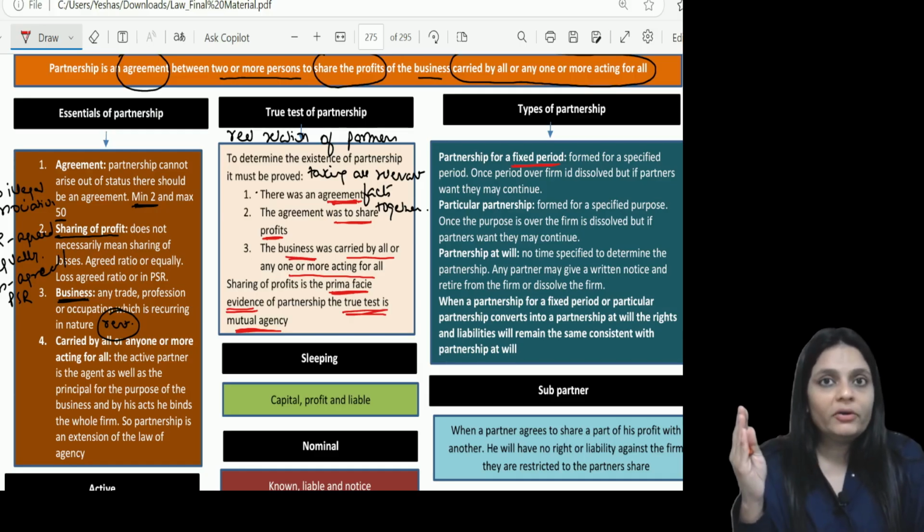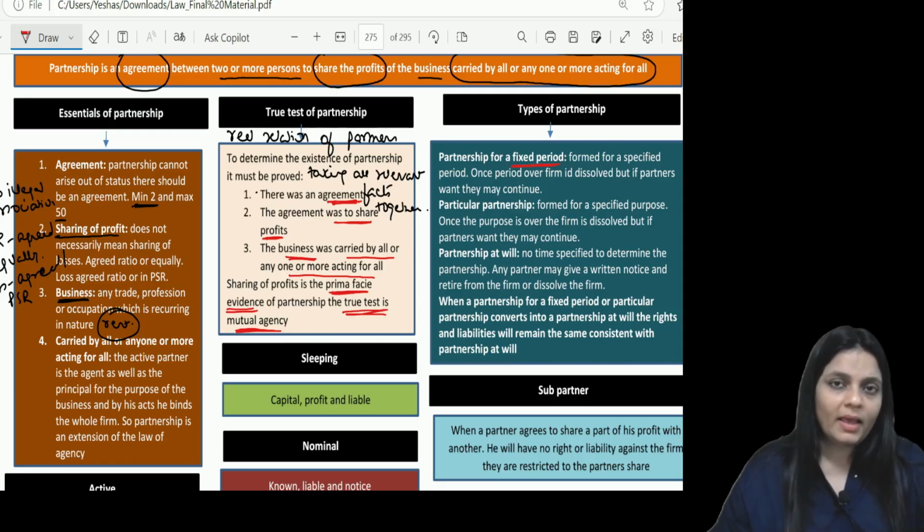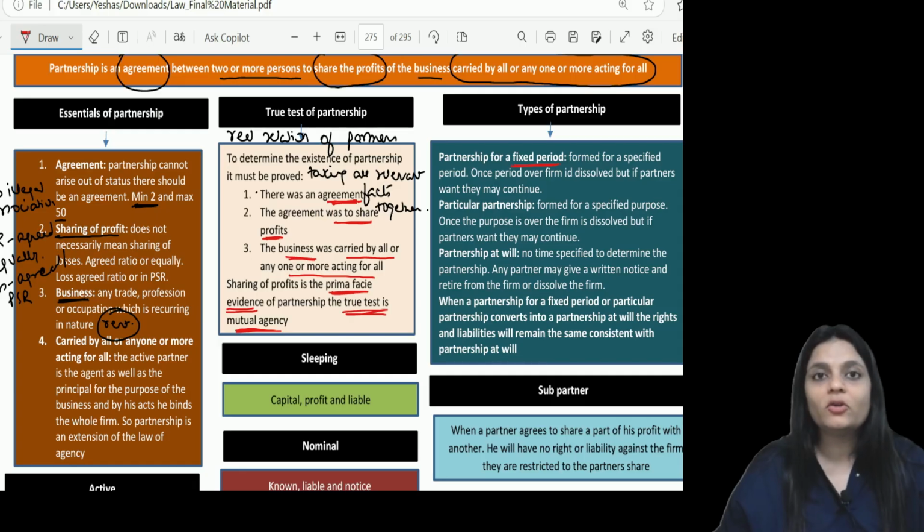What happens once the period is over? The firm is dissolved. But if the partners want, can they continue? Yes. And if they continue, it becomes a partnership at will. The next is particular partnership, which is formed for a specific purpose. What happens once the purpose is over? The firm is dissolved. But if the partners want, can they continue? Yes. And if they continue, it becomes a partnership at will.